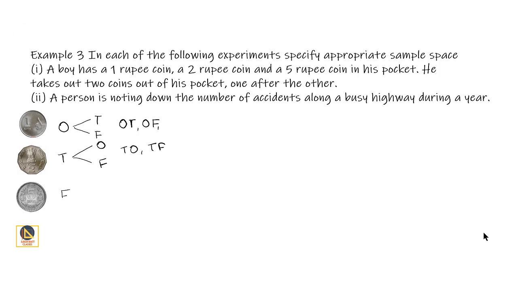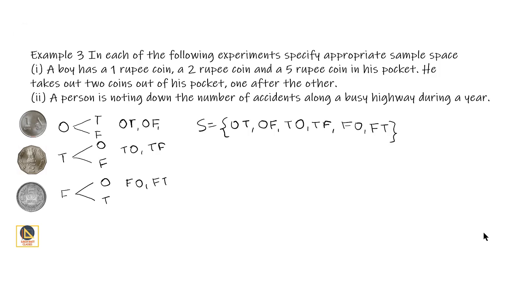Or when he takes out the coin for the first time, the 5 rupee coin comes, and then the second time he takes out the coin, either the 1 rupee coin may come or the 2 rupee coin may come. So here the sample points come out to be FO or FT. So our sample space in this case will be OT, OF, TO, TF, FO, FT. So this will be our sample space.